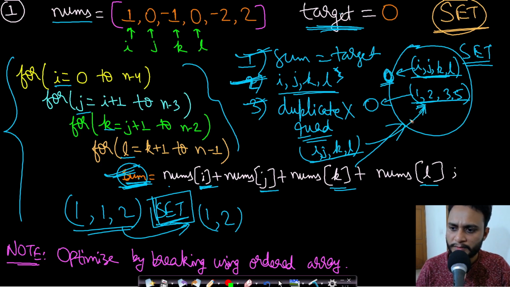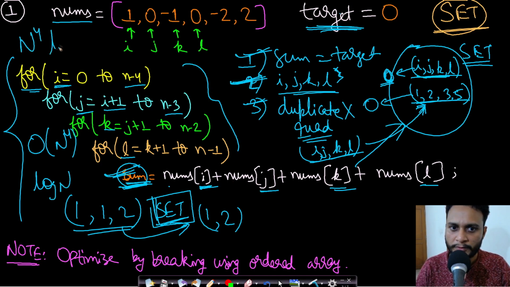So this is the basic concept of a set, and it is pretty simple to understand. This is the simplest approach. In this case, the time complexity: i is running from 0 to n minus 4, j from i plus 1 to n minus 3, and so on. So this gives us order of n to the power 4, and insertion in a set will take log n time. So the total time complexity in this case will be n to the power 4 log n. This is the total time complexity for this simple approach using a set.